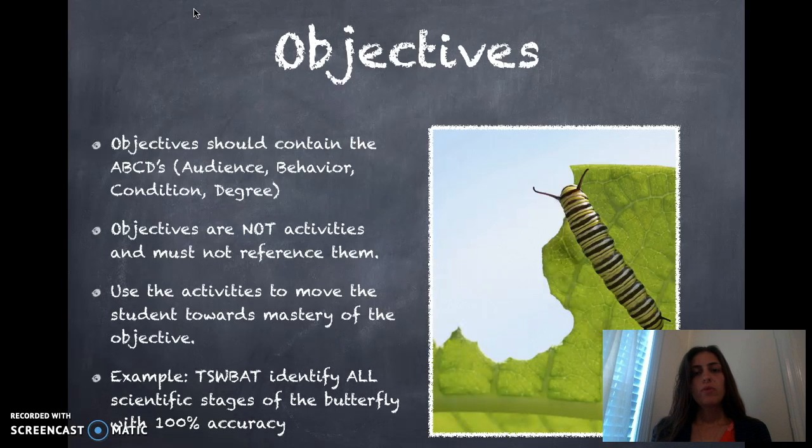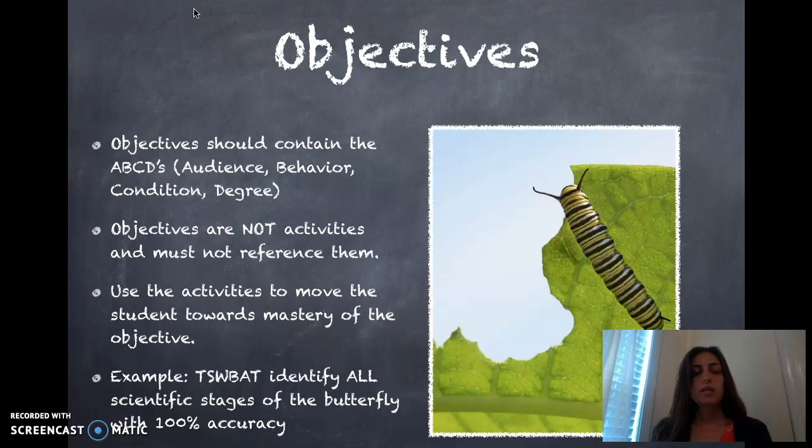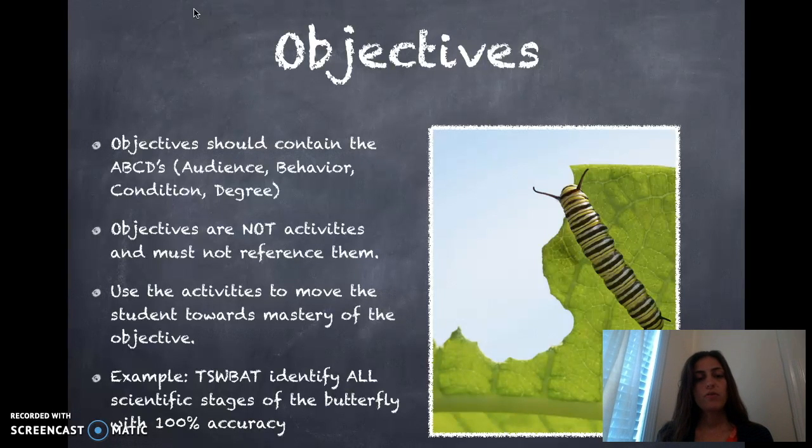So the first thing we need to address for our lesson plans is objectives. Your objective should contain the ABCDs that Dr. Williamson spoke about last week. You should have your audience, which would be your students, the behavior, which is the verbs that he gave you, those lists, your condition, and your degree. You seem to be missing the degree, which is how you measure those things.